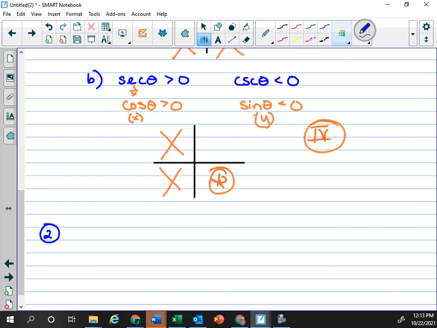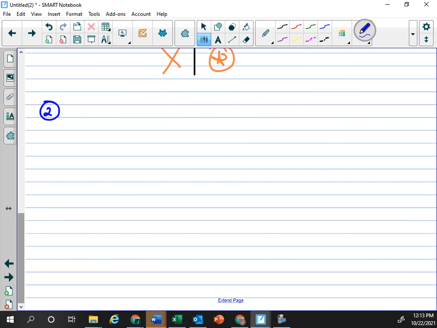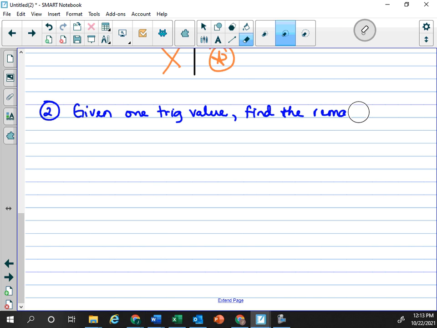Now let's try. Given one trig value, find the remaining trig values. I'll explain. Maybe I can write.